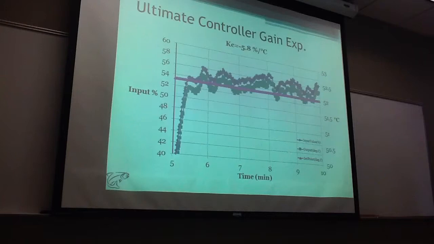The ultimate controller gain experiment we had at negative 5.8% per degree Celsius. It oscillates again, but I had to zoom in a lot for it to do anything on some of these. But this one, it's getting worse, and it's still not that bad though. It's a couple of degrees difference in the oscillation. So unless you need to control something really specifically, this still might not be a huge problem.